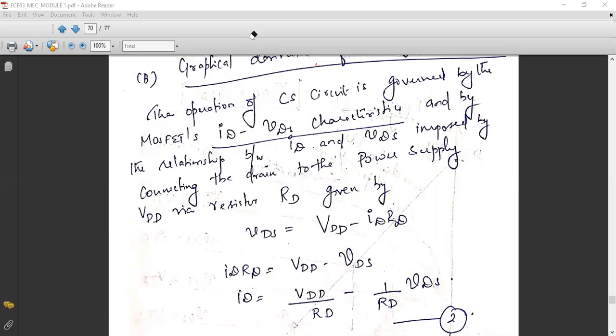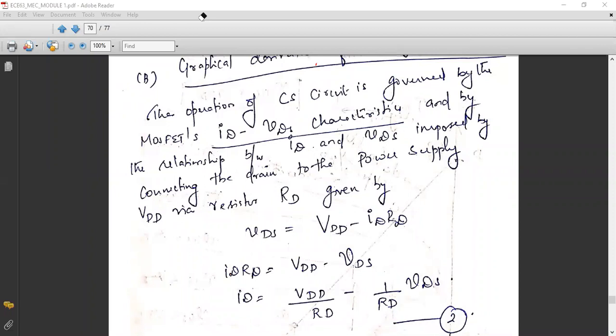Now find ID from that equation. Find ID, that is you are going to divide by RD here. So this RD will come in both the terms. So ID is equal to VDD by RD minus 1 by RD into VDS. Now analyze this equation and tell me which is the constant term. Put your answers in the chat box. Which is the constant term here? Constant means pure DC or a constant value which is not varying.